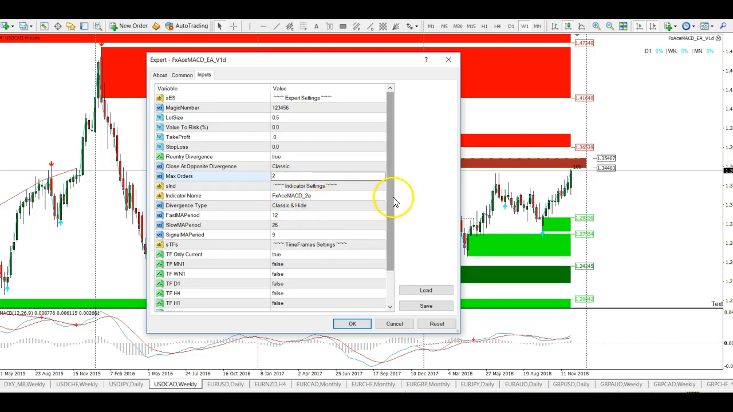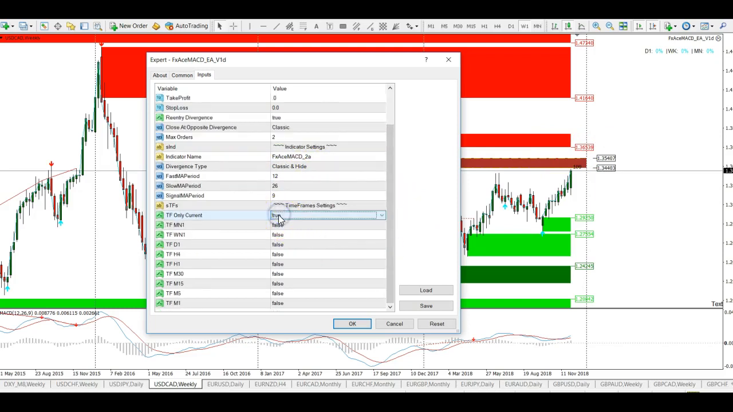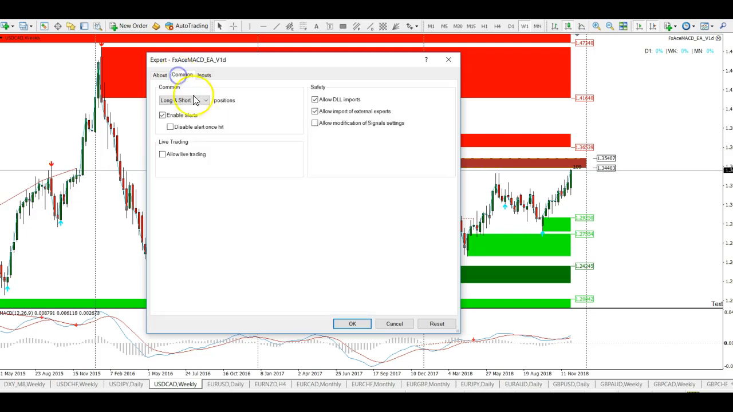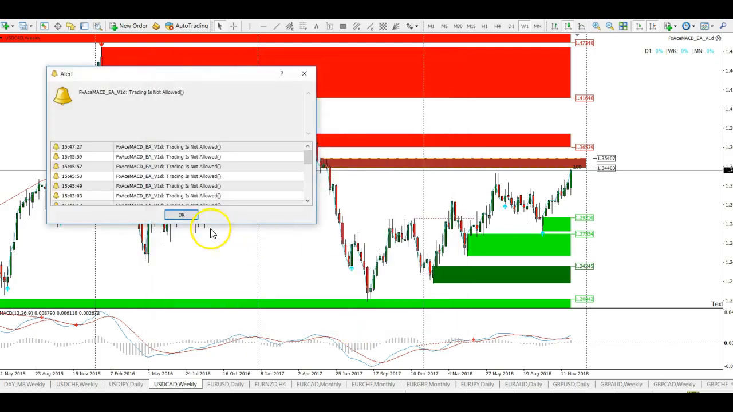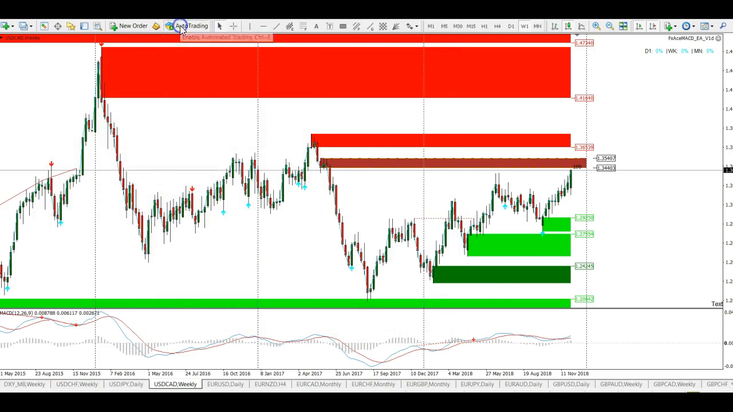Make sure current time frame is off, false, and the signals we're looking at, we'll have it on the weekly, also the daily, and the 4-hour. We'll go to common, we'll go to short, and select allow live trading here. And that's it loaded.